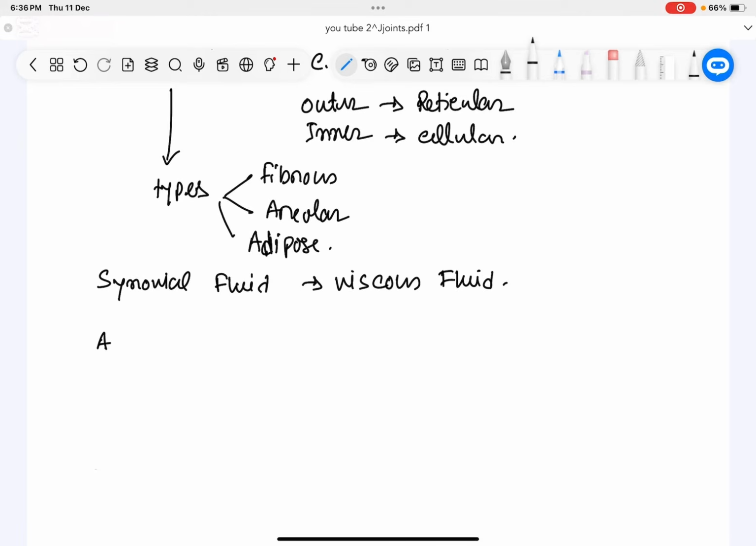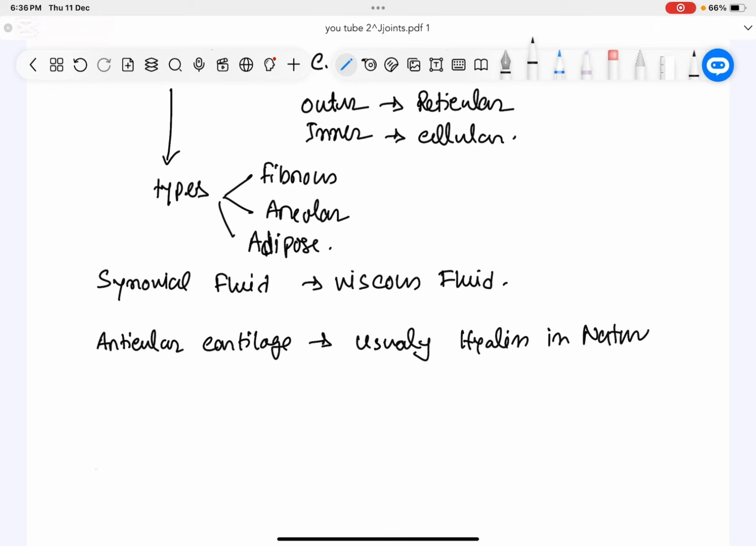Then we can get articular cartilage. The articular cartilage, you have to remember the point, usually it is hyaline in nature and articulates over the articular surface. But again, there are some exceptions. What are the exception areas and why are they exceptions? Exception because in some joints we will see the articular cartilage is fibrous in nature. That means fibrocartilage will be there.